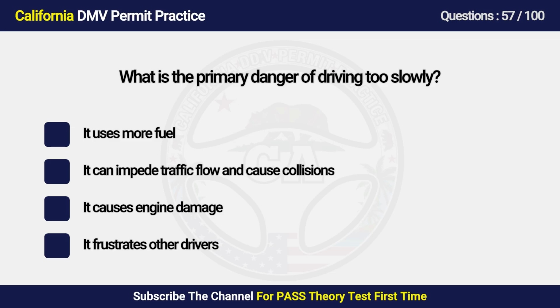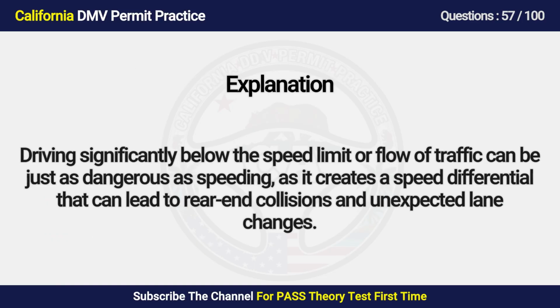Question 57. What is the primary danger of driving too slowly? A. It uses more fuel. B. It can impede traffic flow and cause collisions. C. It causes engine damage. D. It frustrates other drivers. Answer is B. It can impede traffic flow and cause collisions. Driving significantly below the speed limit or flow of traffic can be just as dangerous as speeding, as it creates a speed differential that can lead to collisions and unexpected lane changes.